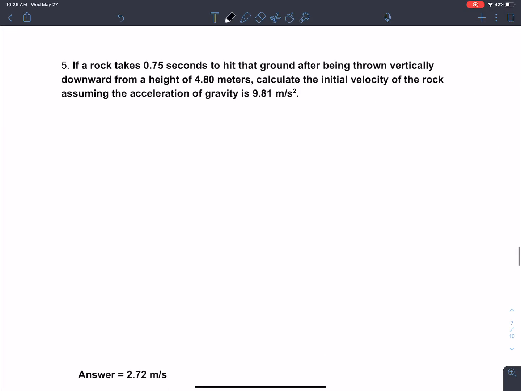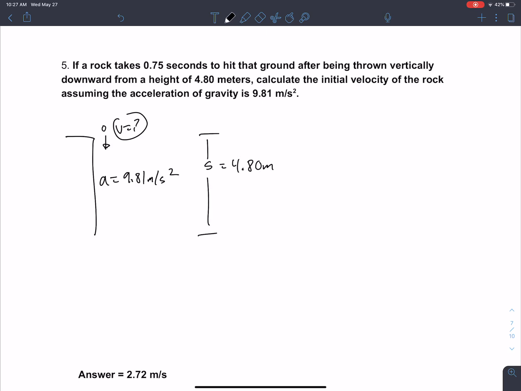All right. So if a rock takes 0.75 seconds to hit the ground after being thrown vertically downward from a height of 4.8 meters, calculate the initial velocity of the rock. Okay, so I got a cliff, and the rock is being thrown down with an initial velocity that we don't know. The acceleration is equal to 9.81 meters per second squared, and s, the displacement, is equal to 4.80 meters. We're trying to calculate the initial velocity, okay? And that's all the information that they've given us.